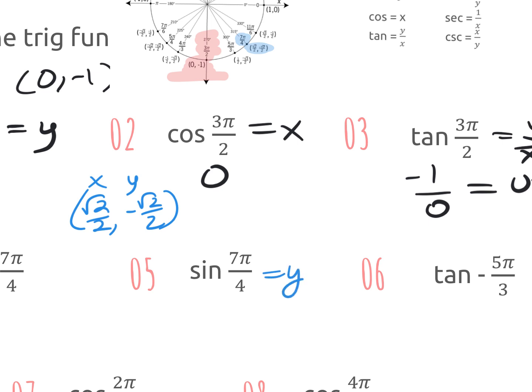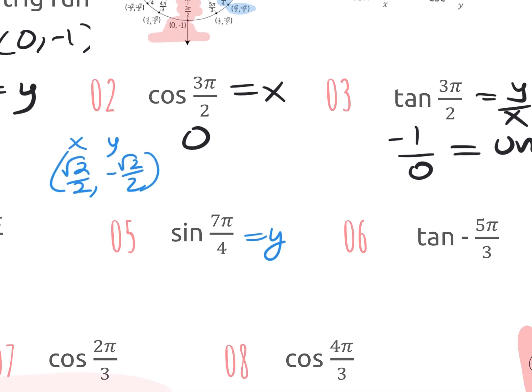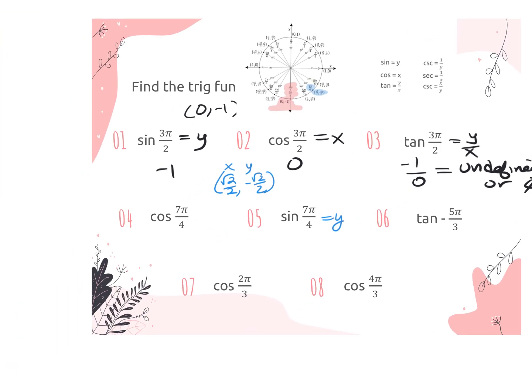Sine looks at y. So all I have to do here is, oh, and I need cosine as well. Sorry. So I'm going to use this one for both. So cosine looks at x. So this is positive square root 2 over 2. And sine of 7 pi over 4 is negative square root 2 over 2.